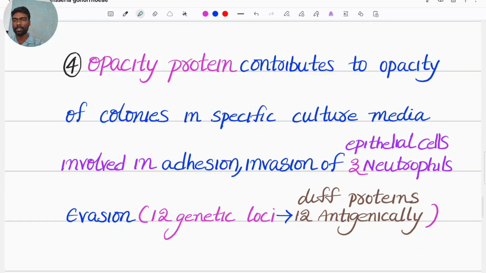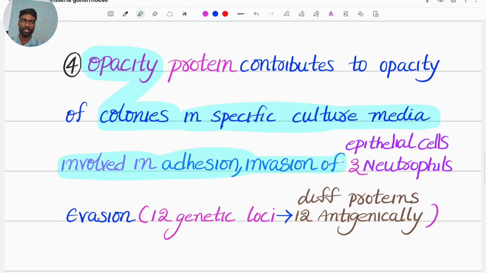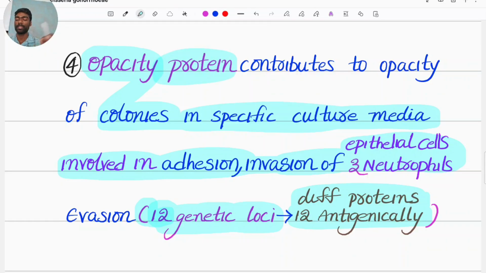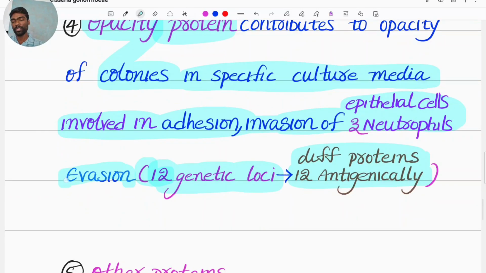Opacity proteins, as the name itself says, provide opacity to colonies in specific culture medium. They are involved in the same adhesion and invasion of epithelial cells and neutrophils. How will it evade here with opacity proteins? Opacity producing genes have 12 types of genetic loci, so it produces 12 antigenically different proteins. At a time, 3 to 4 antigenically different opacity proteins will be there. So it will escape our immune system through this mechanism of antigenic variation.